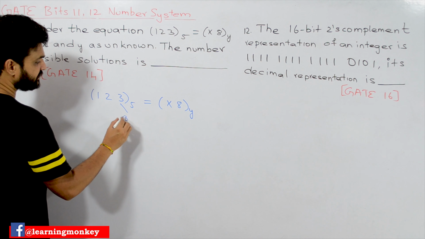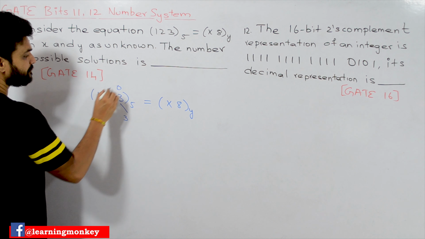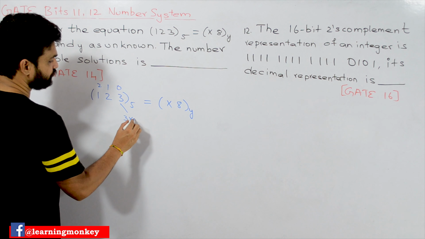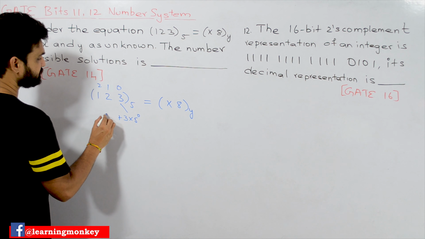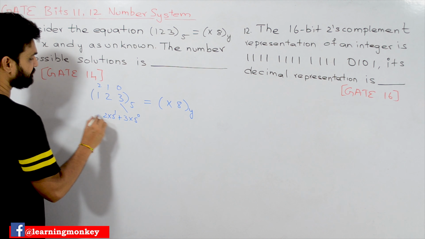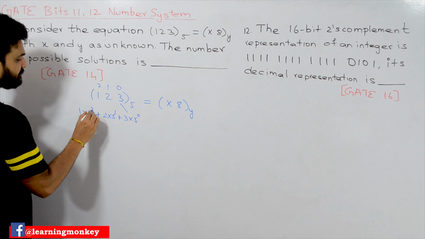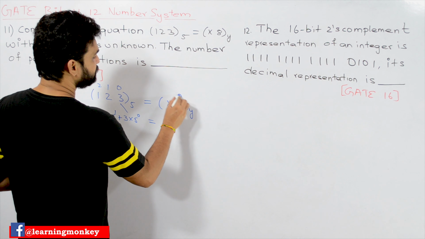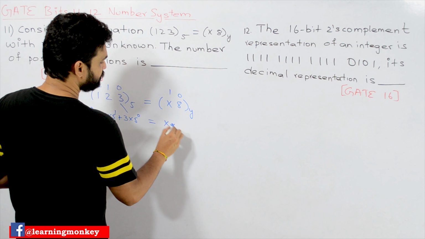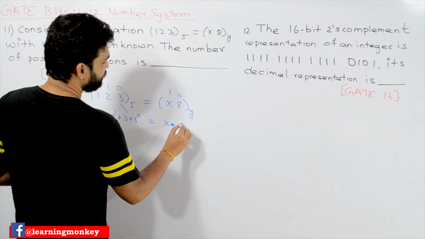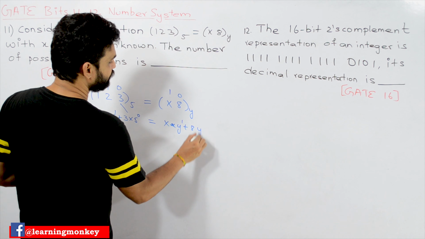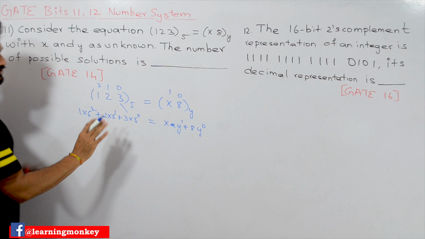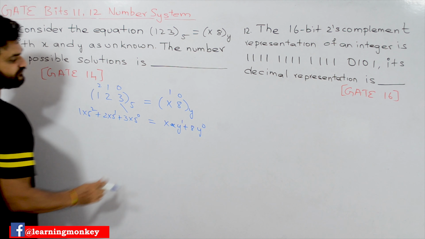So how to convert it? It is the sum of the positional weight of each and every digit. It is 3 into 5 power 0 plus 2 into 5 power 1 plus 1 into 5 power 2, which is equal to x into y power 1 plus 8 into y power 0. Now we have to equate this and get the values of x and y.